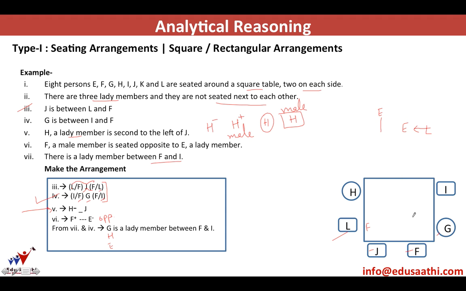One place will go to E. We know from statement number 6 that F would be sitting opposite to E. So E will come over here, and the remaining person, K, will come over here.